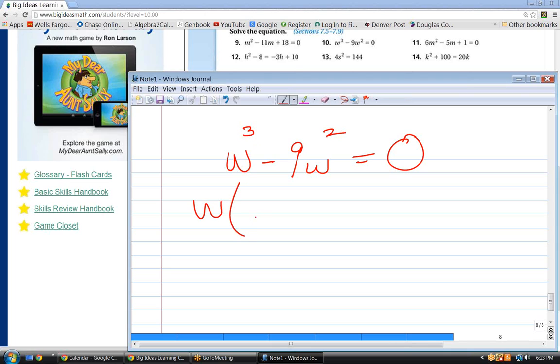Leaving behind 9W. Well, what's this first term? What's w cubed divided by w? In other words, when we factor something out, what we're really doing is dividing each term by that thing. So whatever goes here has to be W squared, because when I redistribute, I've got to get W cubed.